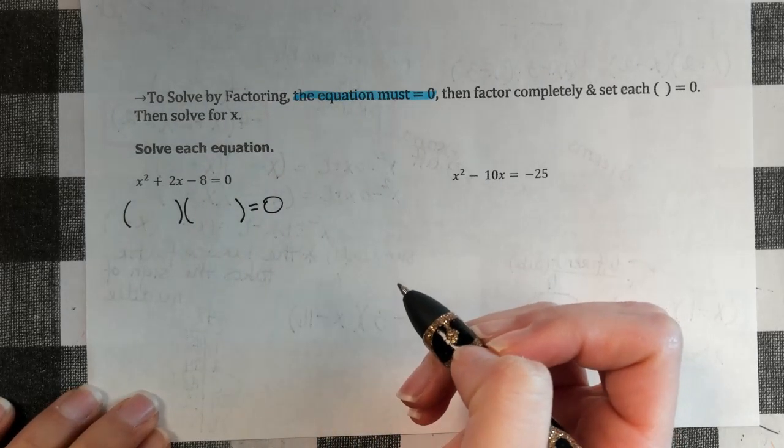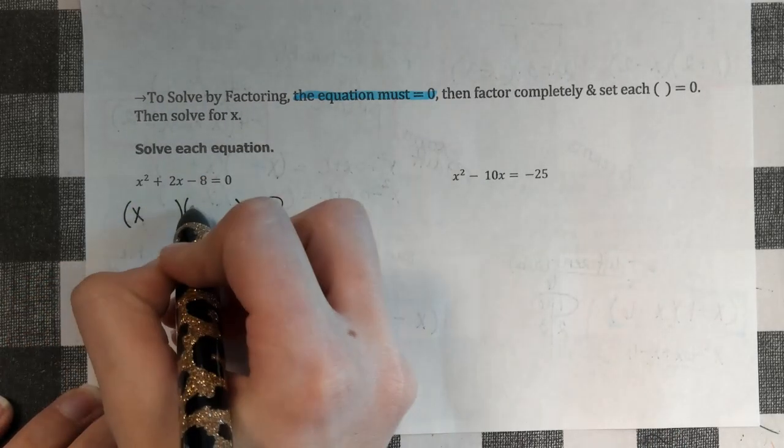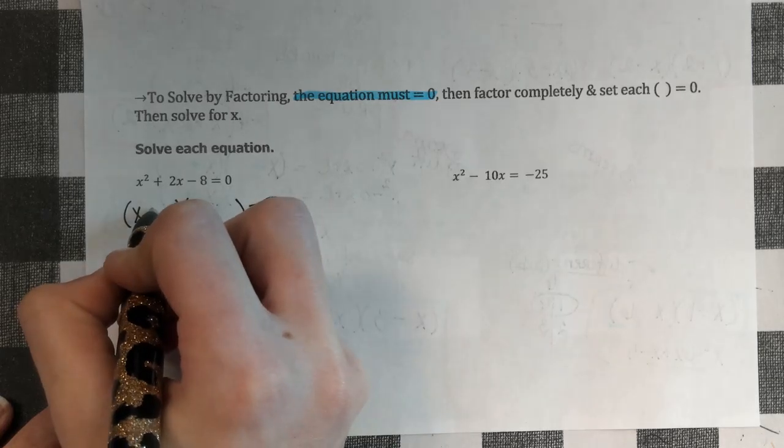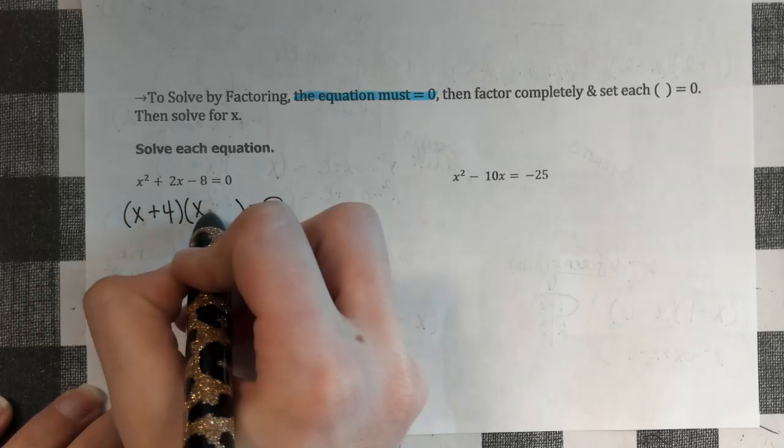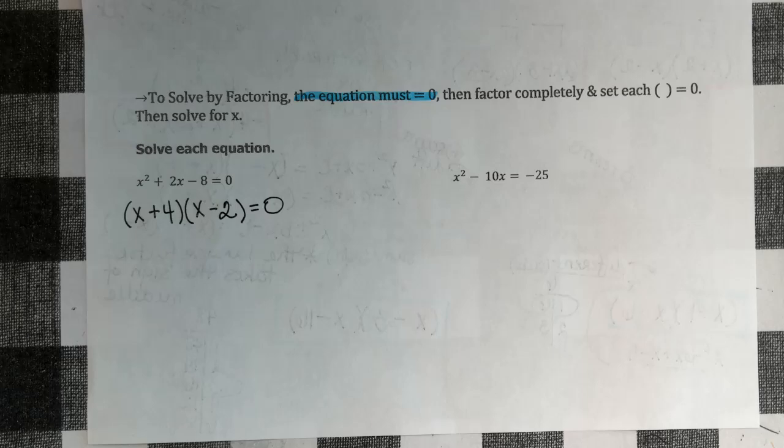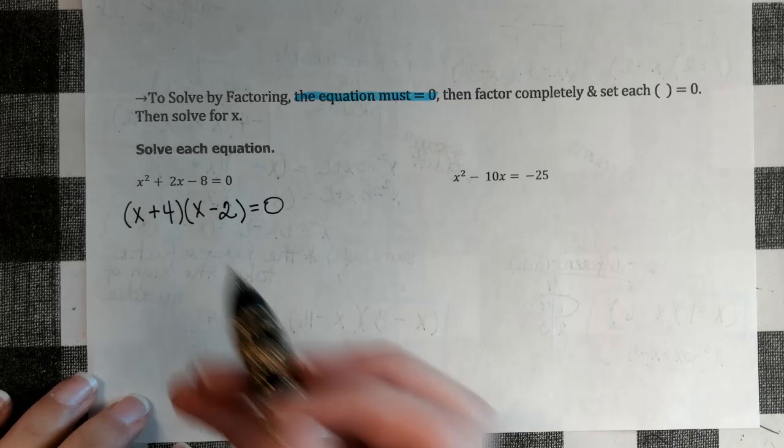2 and 4. Which one's going to be positive? Which one's going to be negative? Positive 4 and a negative 2. If you can do it quickly, you don't have to show me a factor tree for 8. If you know your factors, I'm not going to count off if you don't have a factor tree. Okay, it will help those who need it, but you don't have to.